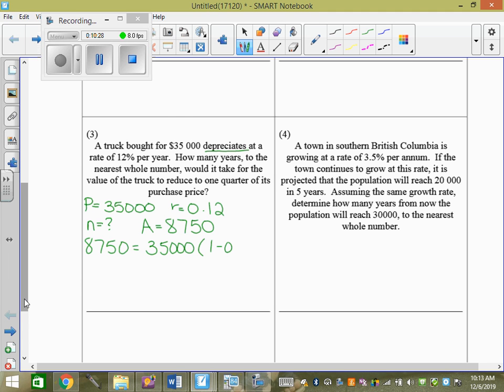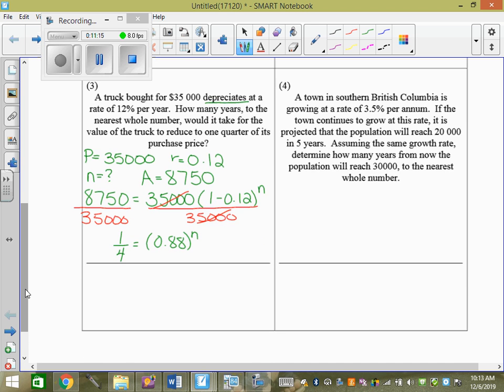And then we have 1 minus 0.12 to the n. The first thing we do is divide by the 35,000. So if we go 8,750 divided by 35,000, you're going to get a quarter. Why would we get a quarter? Because it's a quarter of it, right? Then we get 0.88 to the n.